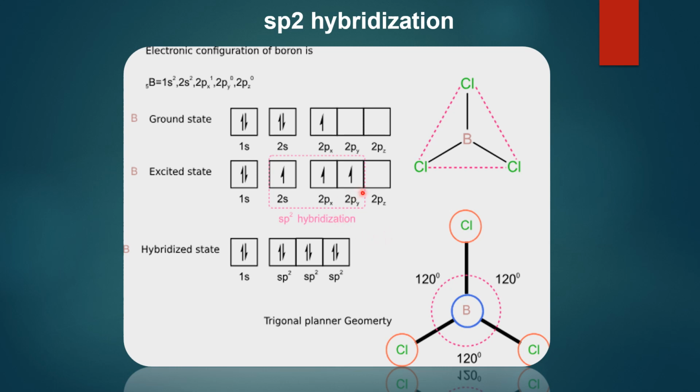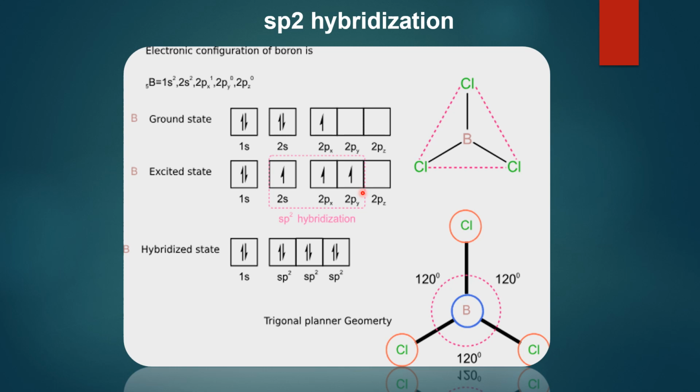You know that the chlorine atom's atomic number is 17 and its electronic configuration is 1s2, 2s2, 2p6, 3s2, 3p5. Coming to the outermost electronic configuration, it has 3p5. Each chlorine attains 3p5 at its outermost level. 3p5 means 1 electron is left over in the pz orbital, that is the unhybridized pz orbital.